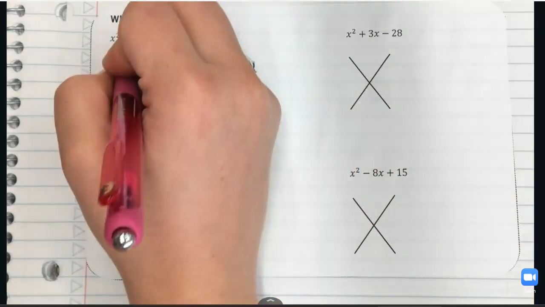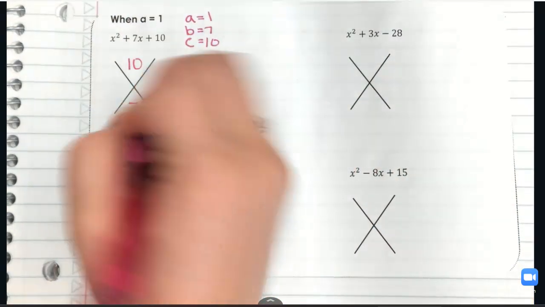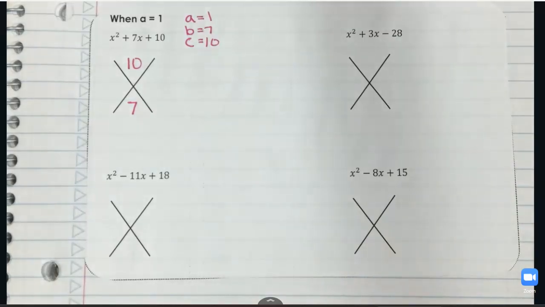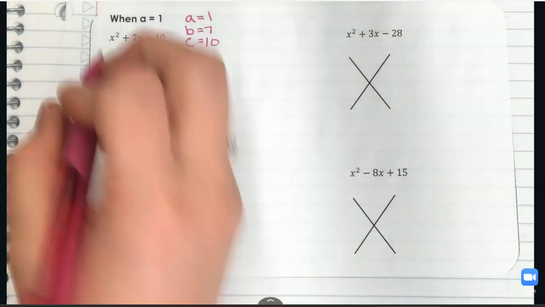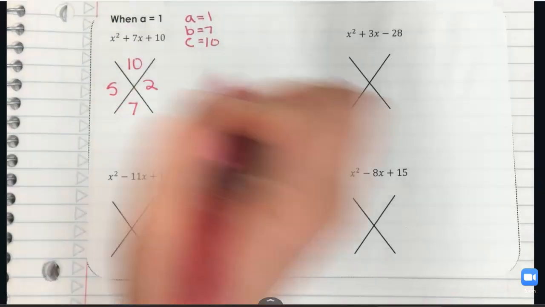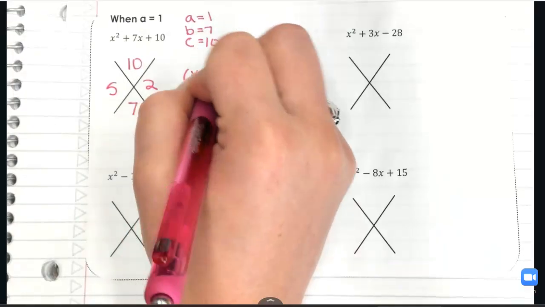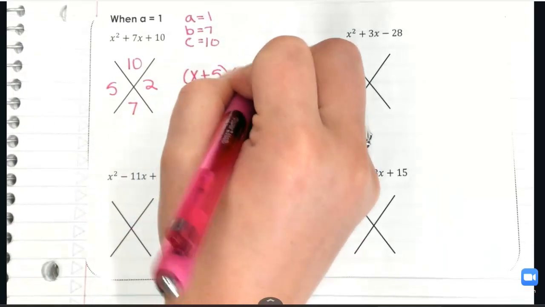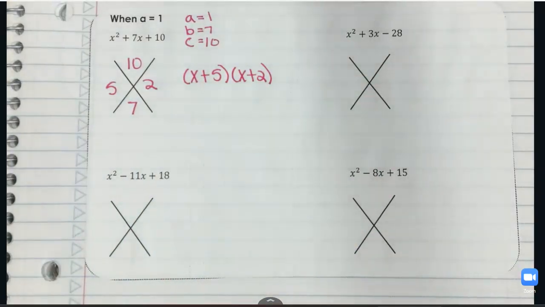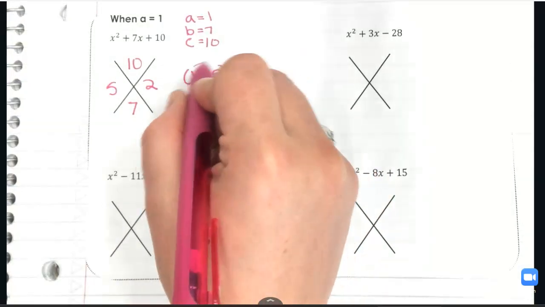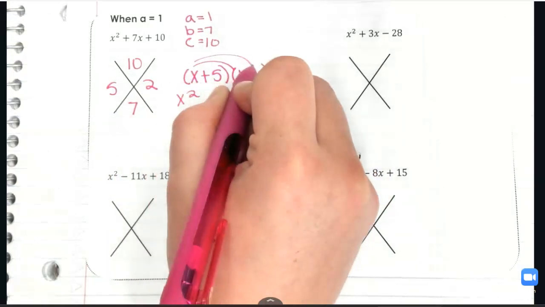So a times c is 10, b is 7. So I need 2 numbers that multiply to 10 and add to 7. Well, that is 5 and 2. So this tells me my 2 factors are x plus 5 times x plus 2. Now I could multiply this back out to make sure I factored correctly, and remember this would mean that you are FOILing if you do it that way.